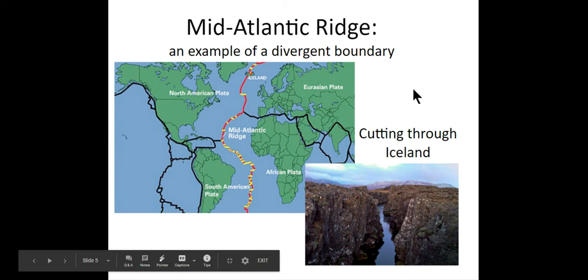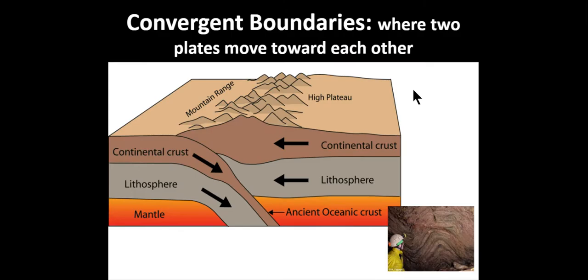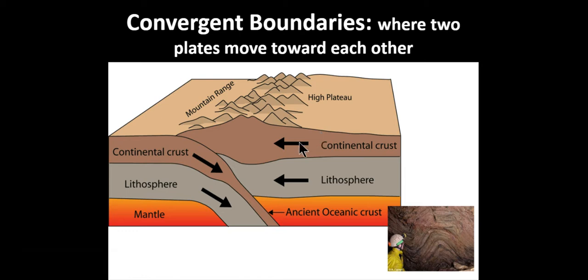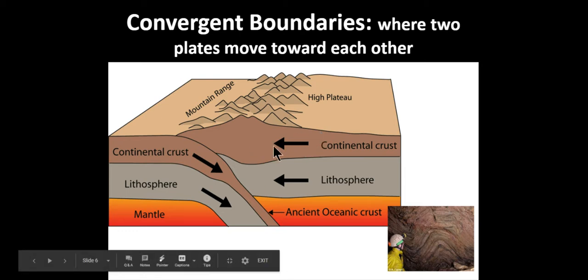Okay, so that's divergent boundaries. Let's look at convergent boundaries. Convergent boundaries are when two plates move toward each other. And so again, tectonic plates are very large pieces of rock that have a lot of force and they're pushing toward each other. When you have one plate moving one way and the other plate moving the other way, they can't go left, they can't go right. They really have only two directions to go, either up or down.